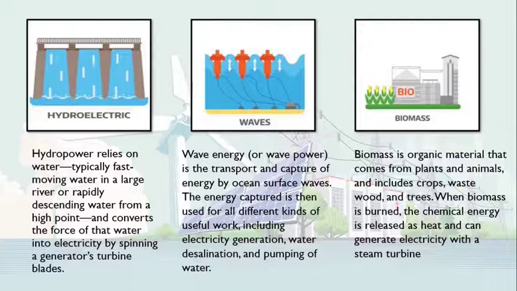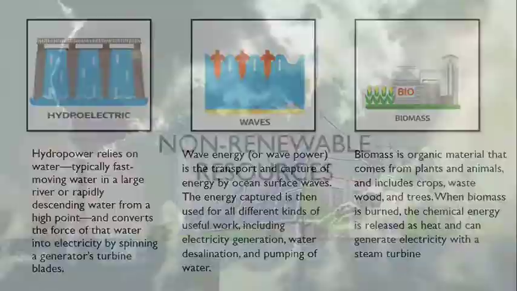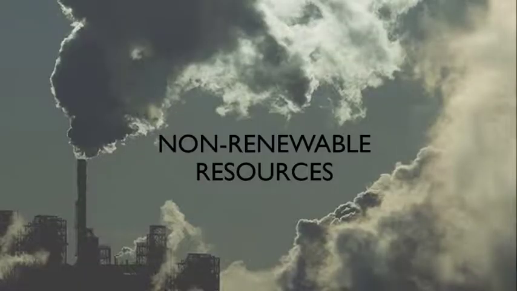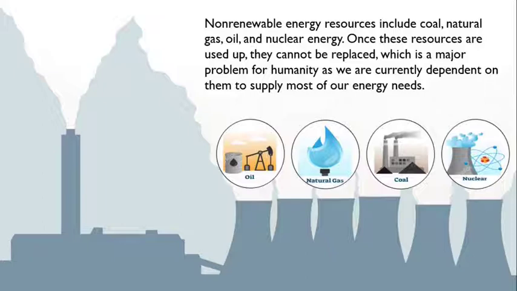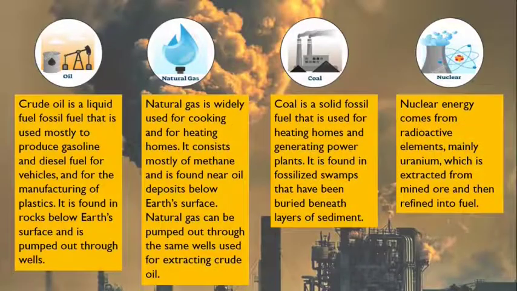Next is biomass. Biomass is organic material that comes from plants and animals and includes crops, waste, wood and trees. Non-renewable energy resources include coal, natural gas, oil, and nuclear energy. Next is natural gas. Natural gas is widely used for cooking and for heating homes. It consists mostly of methane and is found near oil deposits below the Earth's surface.